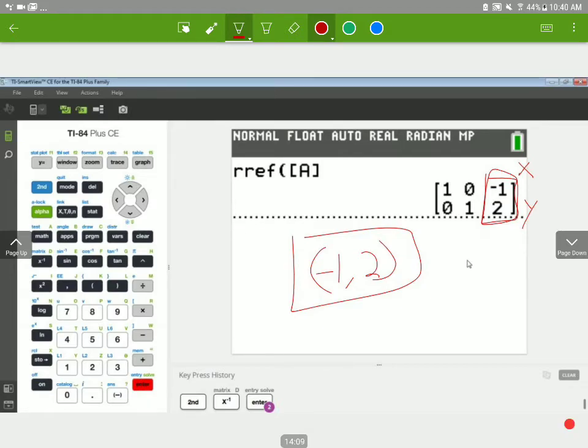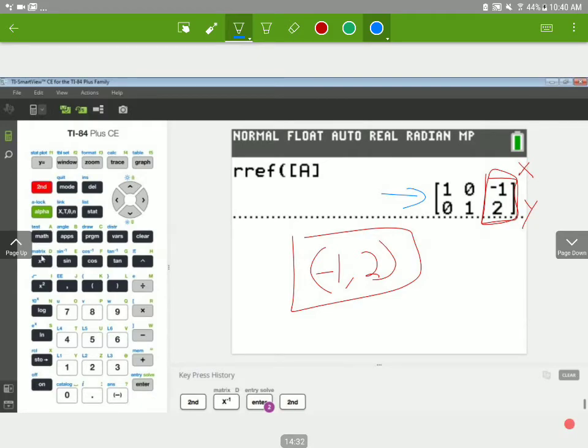Now, as far as writing these things down, what I need to see in your paper, I do not need to see this matrix right here in your paper. I do want to see what you put in your calculator, so that I do want you to write down. All right? Matrix A, 2, 3.